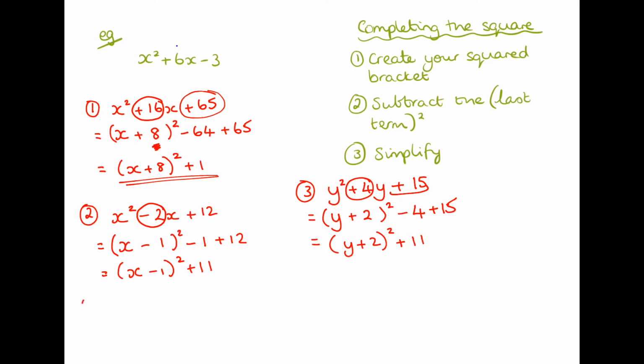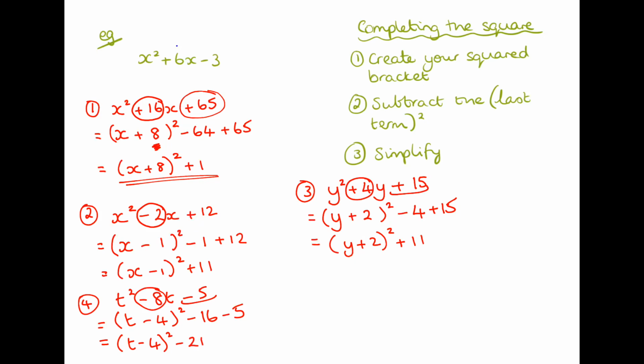Okay, 2 more examples so that we can get the hang of it. So the next one, we'll do t squared minus 8t minus 5. So create your squared bracket, put the letter at the beginning, put half of that in the bracket with it. Whatever number you just wrote down, so that's the 4, you take off that number squared, and then you've still got the number that you had on the end here. So altogether, we've got t minus 4 squared, and then minus 16 minus 5 gives you minus 21 altogether.